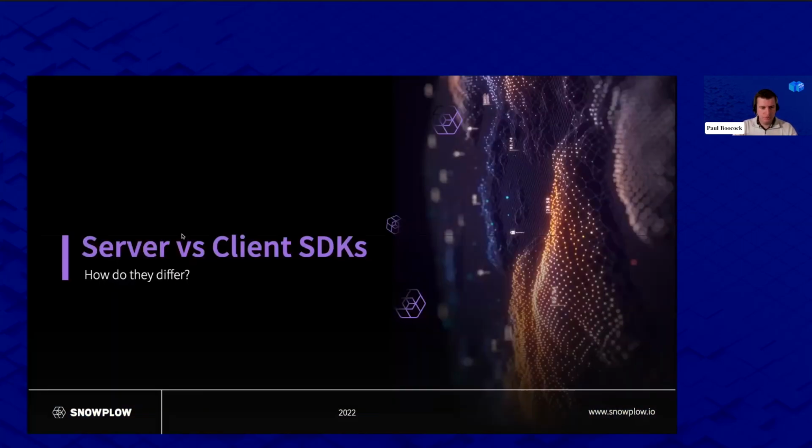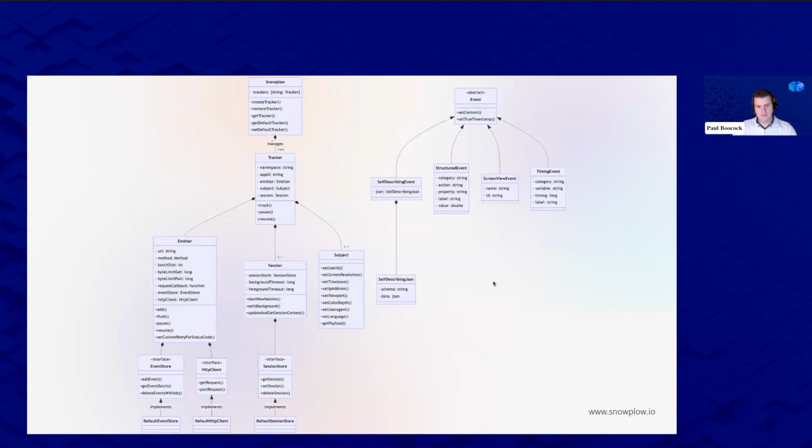Something else I've touched on already a little bit is this idea of server versus client SDKs and how they differ. So if we go back just quickly to this diagram again, what the bit on the left shows is that core tracker. This doesn't do anything. This is really just a set of functions that you sort of interact at the top level, and then you get a tracker out of it, and you call track, pause, and resume, and you give it one of these objects. That's sort of where you're at.